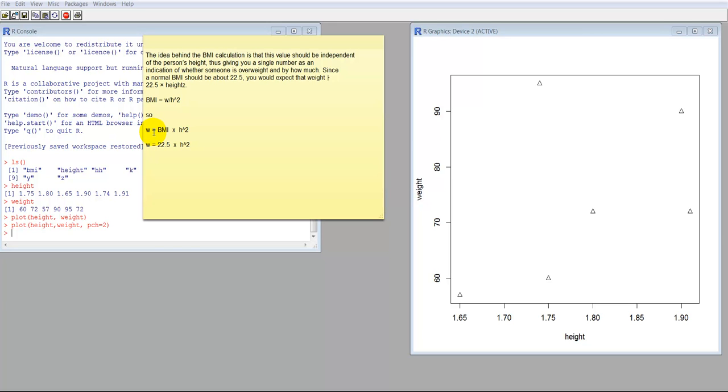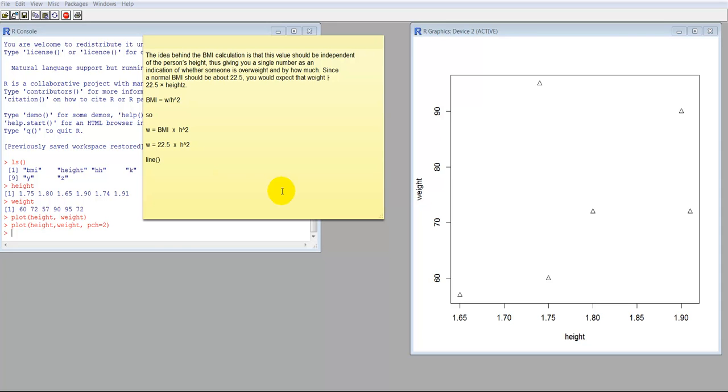So of course if BMI equals weight over height squared, then weight equals BMI times height squared, right? Just bring this part over to this side. And then if we put in 22.5 as the normal BMI, we can calculate based on somebody's height what their weight should be. So if it's greater than that, for example, then we'd think that their weight was too much or not normal.